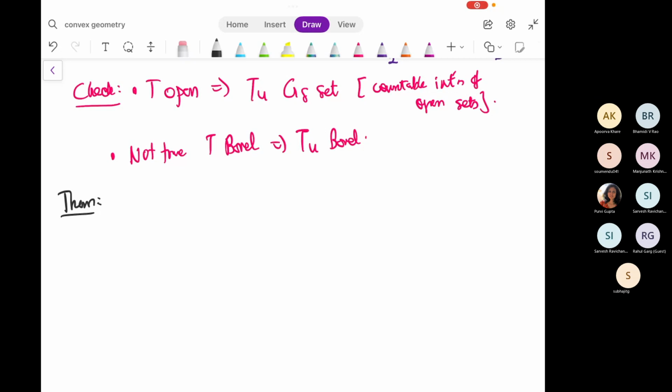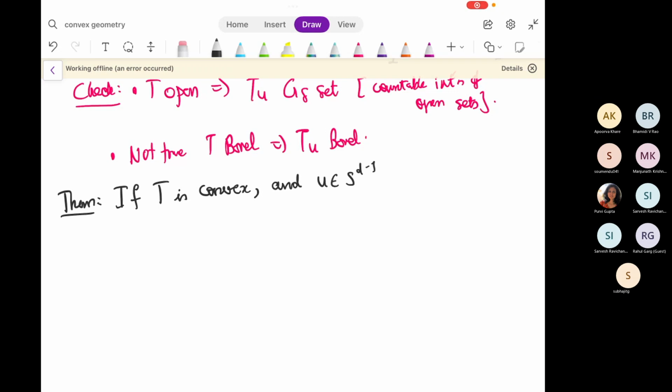So if T is convex, I'm sure if T is convex, then its intersection with every line will also be a line segment. Therefore, it will automatically, I think, satisfy the hypothesis. So if T is convex and U is any vector about which we wish to symmetrize, then TU is also convex. So here is again a sketch of that proof.